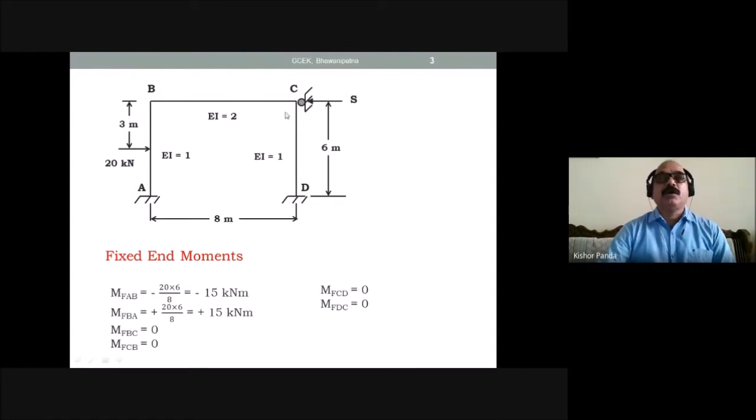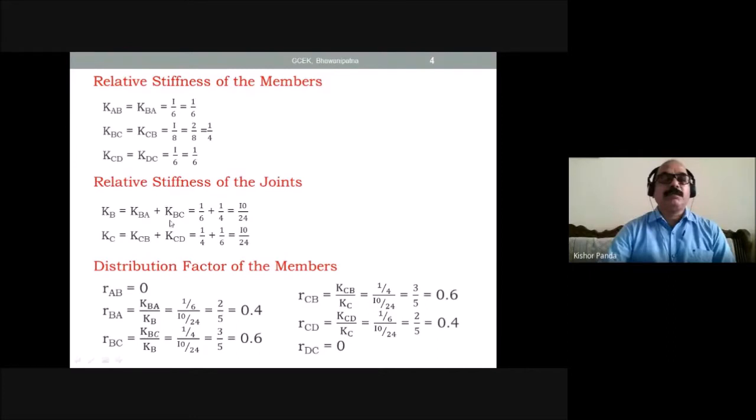Similarly at C joint, how many members meet? CB and CD. So KC is equal to KCB plus KCD. So you find out the relative stiffness of joint B and of joint C. KB is equal to KBA plus KBC, and you already know KBA is 1/6 and KBC is 1/4. So 1/6 plus 1/4 is equal to 10/24.